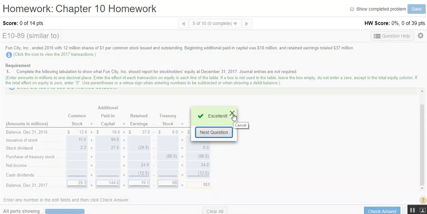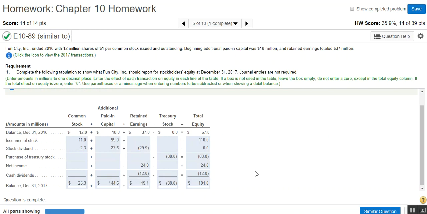The reason I say that is you'll notice here that when you were inside this cube, you were putting negatives, right? Now here, again, because Pearson is weird, it's not making you put negative. It's letting you put the positive. So anyway, the totals here, you can't hardly see them, but they're 25.3, 144.6, 19.1, again, subtracting 88, for a total of 101, which is what you have at the end of the period from one year to the next.